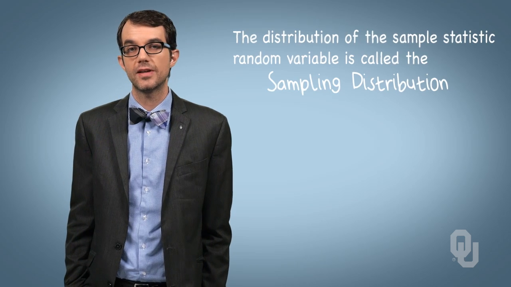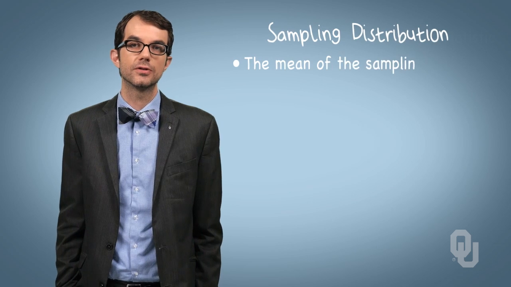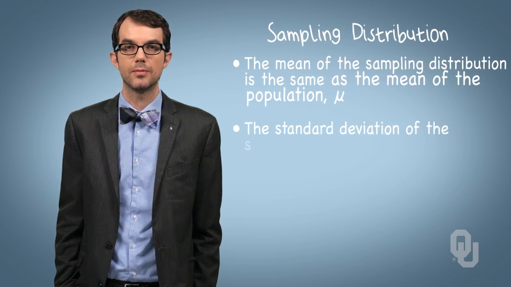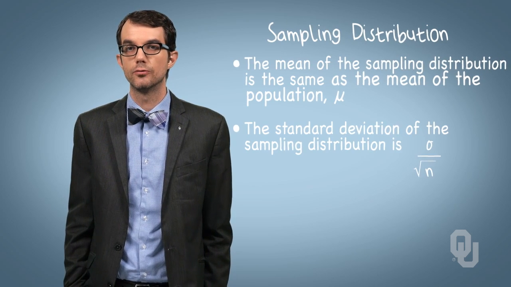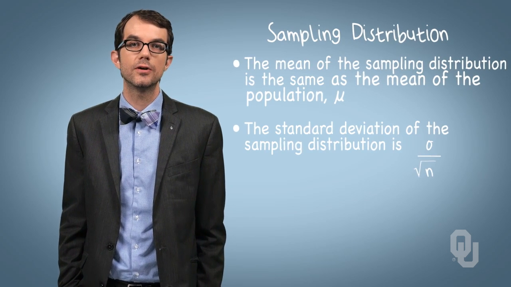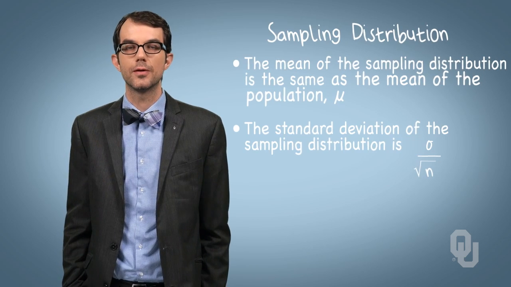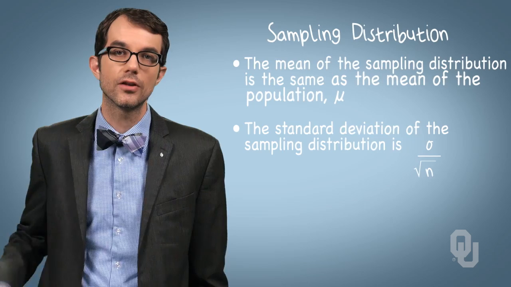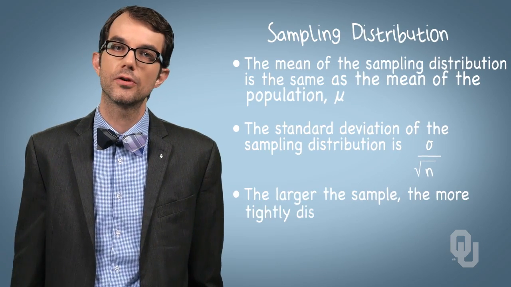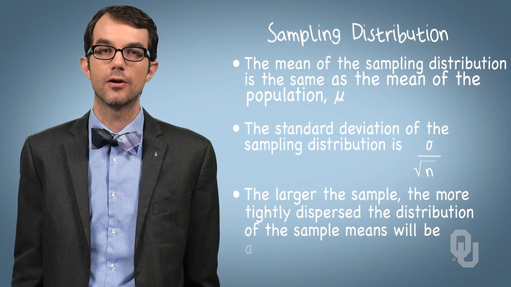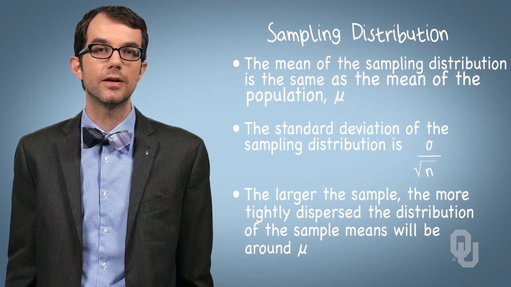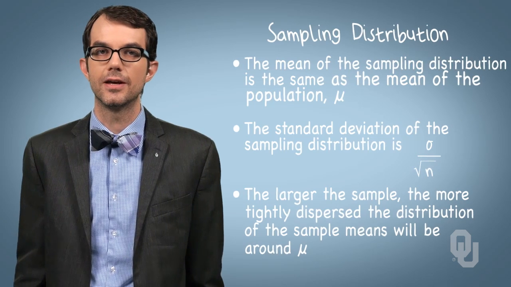Some things that we know about the sampling distribution for the sample mean. We know that the mean of the sampling distribution is the same as the mean of the population, mu, and the standard deviation of the sampling distribution is sigma divided by root n, where sigma is that familiar parameter of the population from which the sample was drawn. Sampling standard deviation, sigma over root n, implies that the larger the sample, the more tightly dispersed the distribution of the sample means will be around mu. And that should make intuitive sense. The larger the sample we collect, the less variability we'll see in our sample means.